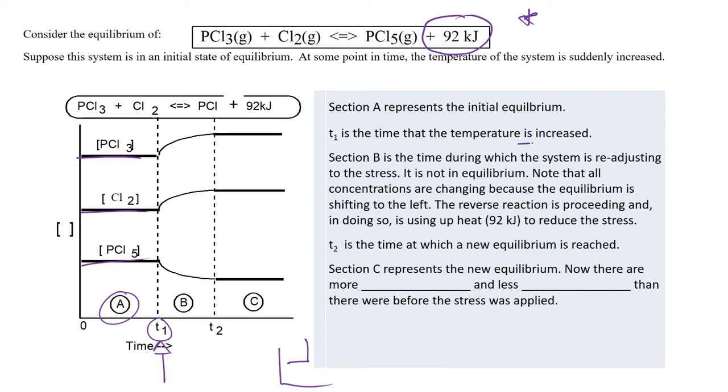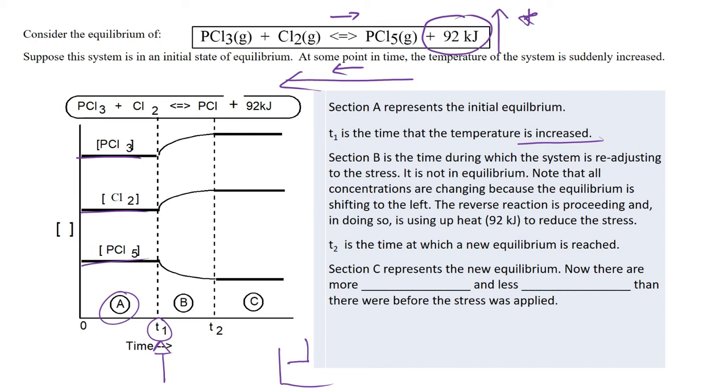So if we increase temperature, notice what happens. If I increase temperature, we add heat to that system, then this system has to adjust by somehow cooling itself back down. So which reaction is going to kind of overtake the other? Which one's going to dominate? The forward reaction will make more heat, and the reverse reaction will use up some heat. So we're going to be looking at a shift to the left. Okay, a shift to the left will use up some of the heat that was added, because the reverse reaction is endothermic.